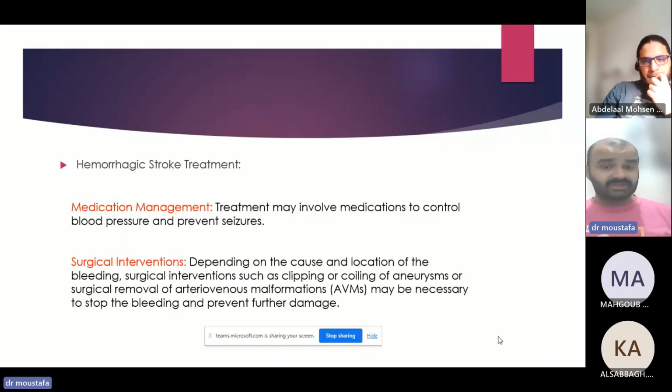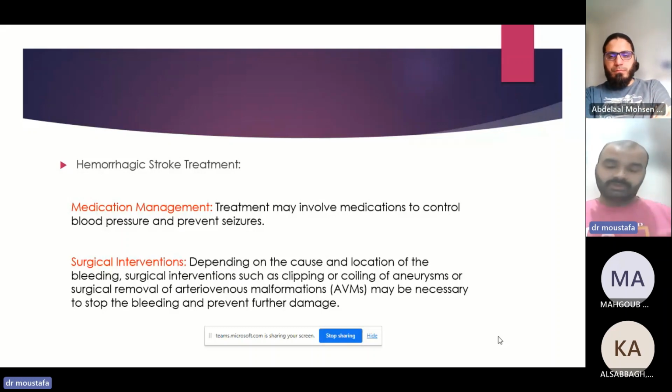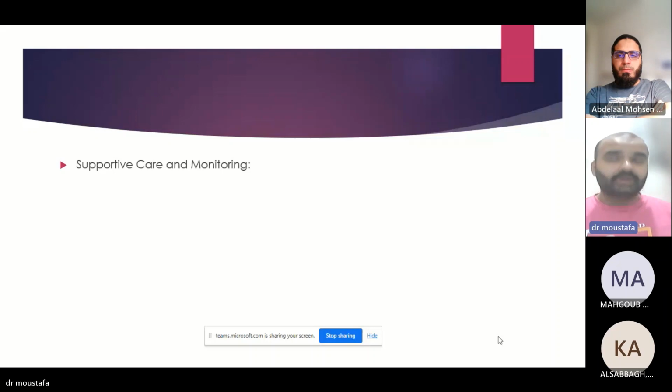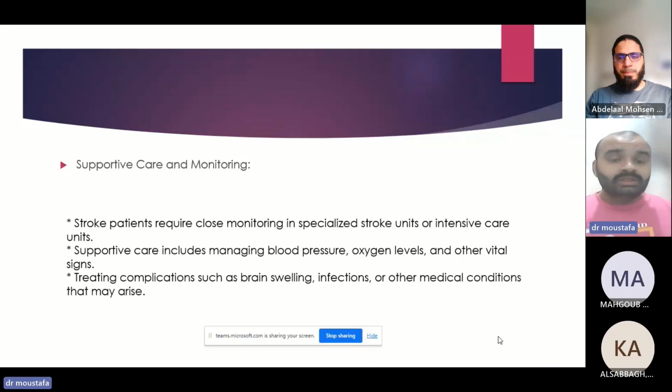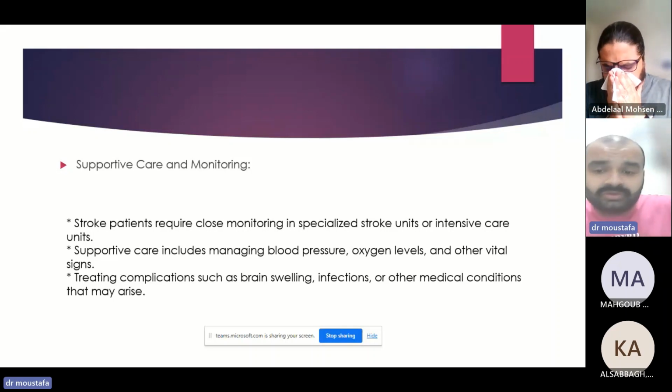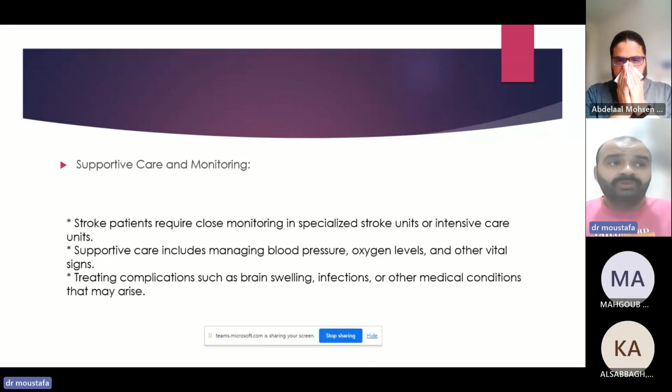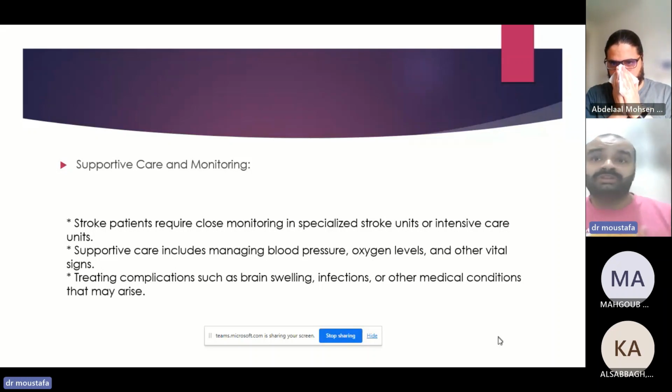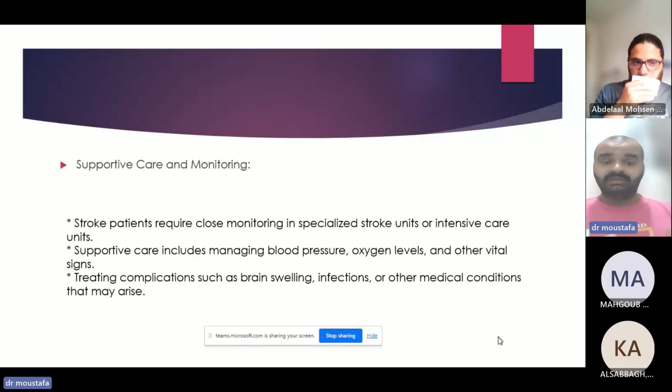So we talked about the ischemic stroke treatment and the hemorrhagic stroke treatment. What comes after? Supportive care and monitoring. A stroke patient might require close monitoring in a specialized stroke unit. Most of the big hospitals have a stroke unit, right? Or even the ICU. You need to assess his vitals regularly, like blood oxygen, blood pressure, and of course temperature, everything about his vitals. And if there's any complication like brain swelling or infection, you need to treat it.